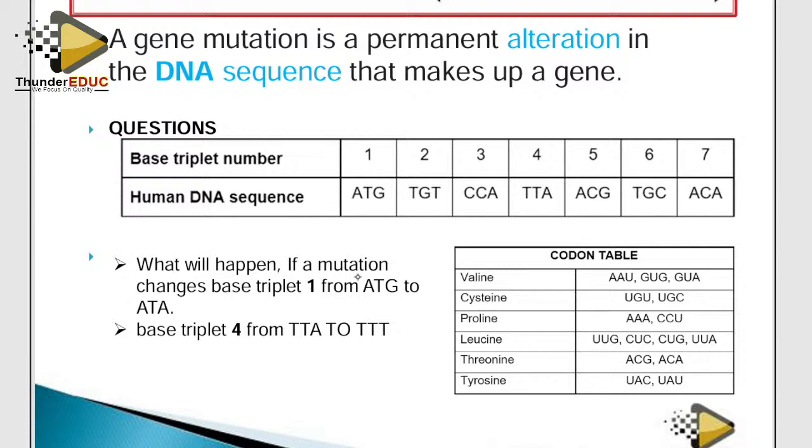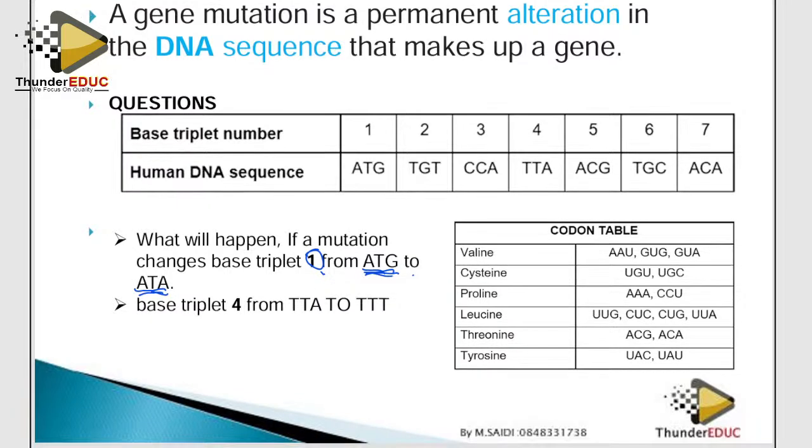What will happen if a mutation changes base triplet 1 from ATG to ATA? Guys, look critically. You see, even I've reduced the voice so that you can understand it better. Look critically. I repeat. All right. Thank you so much for those who participated.